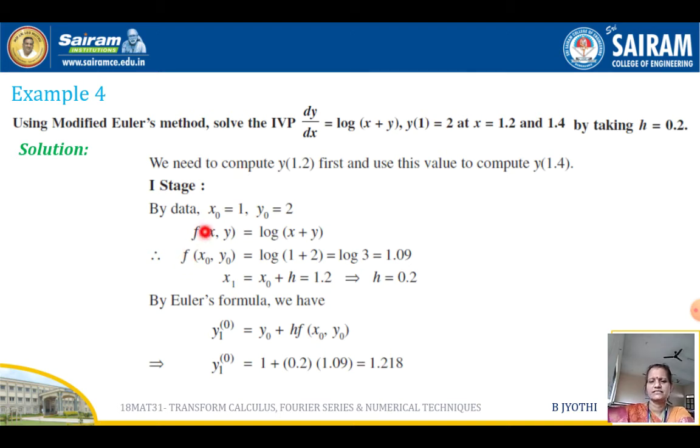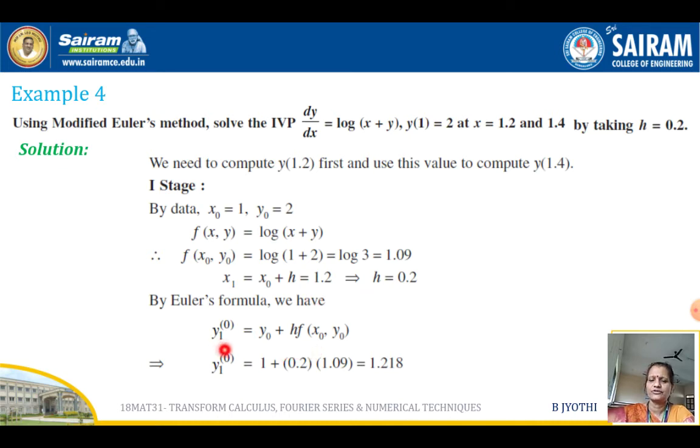So in the first stage, consider x naught as 1 and y naught as 2, which is given here, and f of x y as log of x plus y. Therefore, f of x naught y naught is given by log of 1 plus 2, which is log 3. So we are getting 1.09. Now x1 is x naught plus h, that is 1.2, which implies h is equal to 0.2.